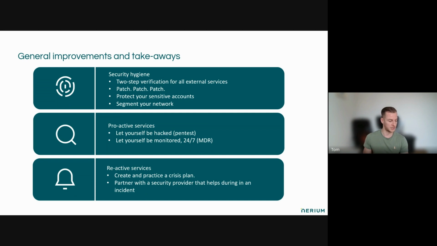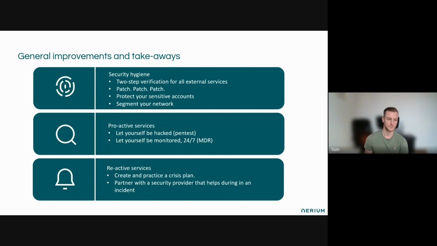So we also see companies that have a perfect crisis plan documented somewhere on SharePoint, and then they got ransomed, and the crisis plan is also encrypted, so they cannot access it. But even if they can, they don't know where it is, or there are little things that don't make sense. So we really advise to test it once you have it in place. And there the security provider can help in setting it up, but also in testing it.